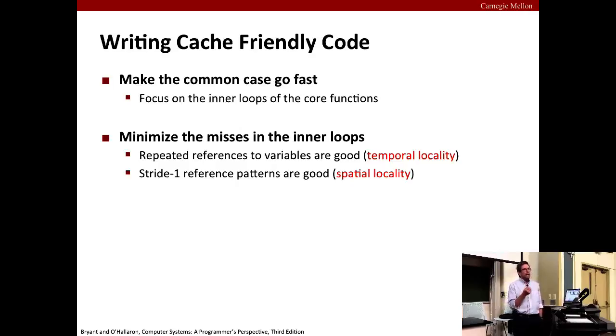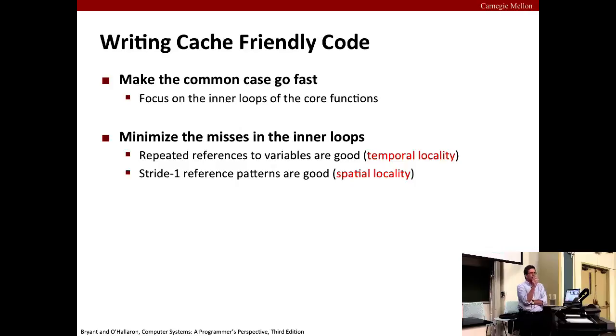But if you know about the existence of caches and you have this general idea of how they work, then you can write code that's cache friendly, in the sense that your code will have a lower miss rate than code that isn't cache friendly. So the idea is you want to focus on making the common case go fast. Don't spend your time on code that doesn't get executed very much. So look at the most commonly called functions, and then within those functions, look at the inner loops, because it's the inner loops that are executing the most.